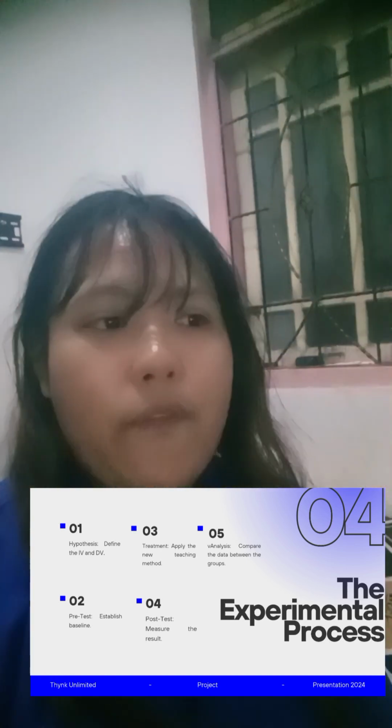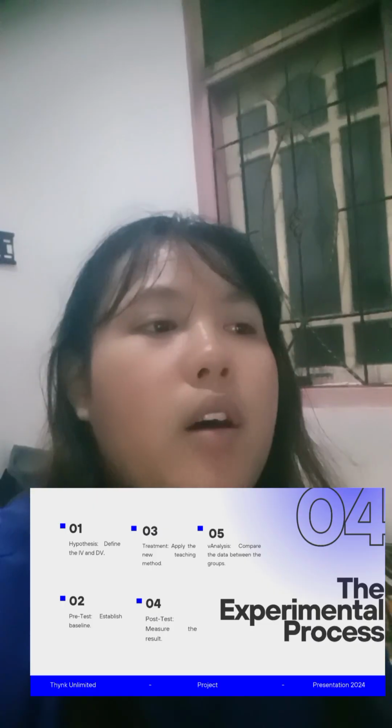Okay, next, there is the experimental process. For the experimental process, there are a couple of steps. The first, we have to define the hypothesis, which defines the IV and the DV. And after we are done with the hypothesis, we have to do the pre-test to establish the baseline. And after the pre-test, we have to do the treatment, applying the new teaching method, so we will know what works to apply to the students.